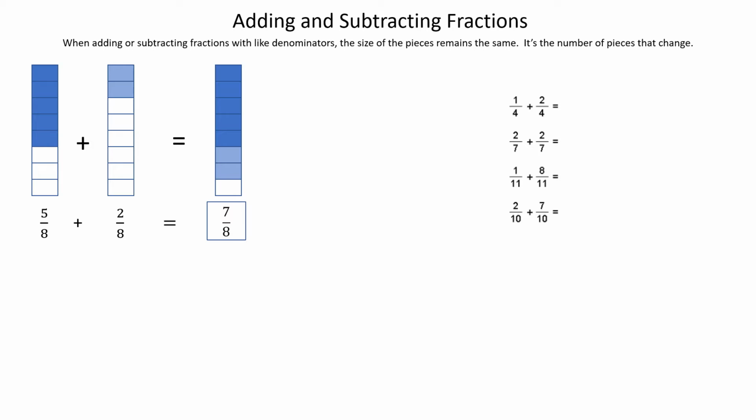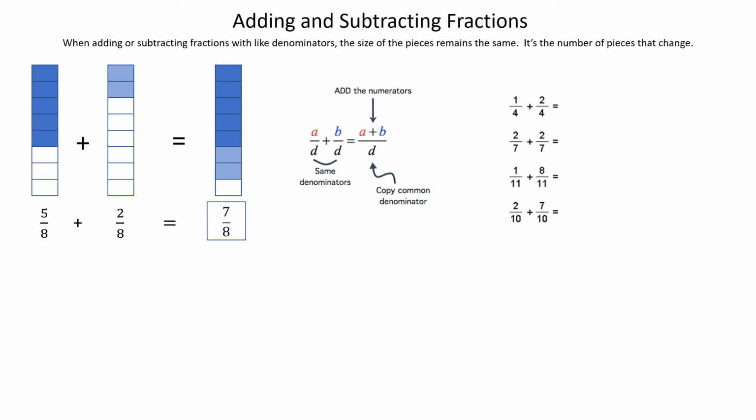So when I add or subtract fractions with like denominators, the size of the pieces remains the same. It's the number of pieces that change. The size of the pieces in that picture are 8s. The number of pieces were 5 and 2, which gave me 7. Algebraically speaking, it would be a over d plus b over d equals a plus b over d. I just add those numerators and keep the denominator the same.